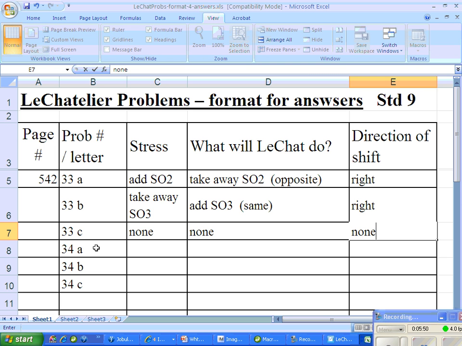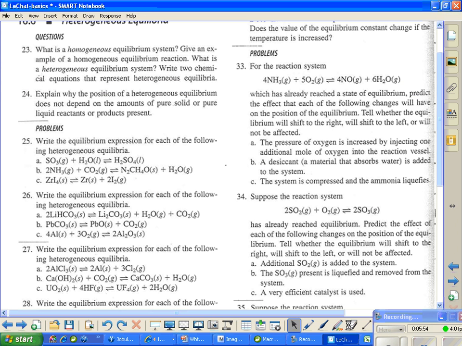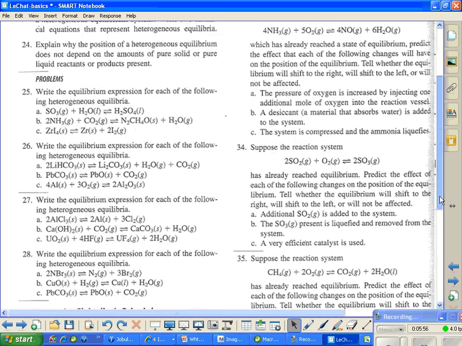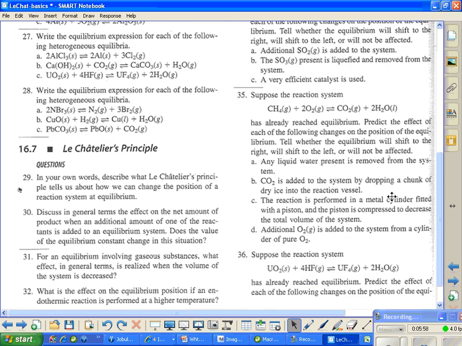Okay, let's go on to 35 and see what's happening there. Let's go back and look at number 35 in here. And number 35 is this question right here. We will pause the recording for just a moment and resume.